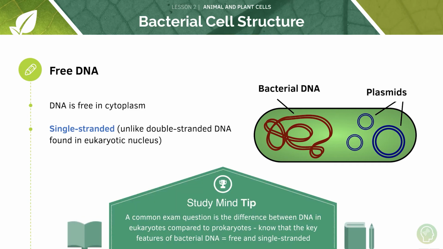So this is a big exam tip, because examiners can easily ask you a question, something along the lines of, what's the difference between DNA in eukaryotes compared to prokaryotes? So there's 2 differences. Number 1 is that in prokaryotes, the DNA tends to be free and not membrane-bound, so it's not contained in a nucleus, it's just free-floating in the cytoplasm. And also in prokaryotes, the DNA is single-stranded. So those are your 2 differences there.